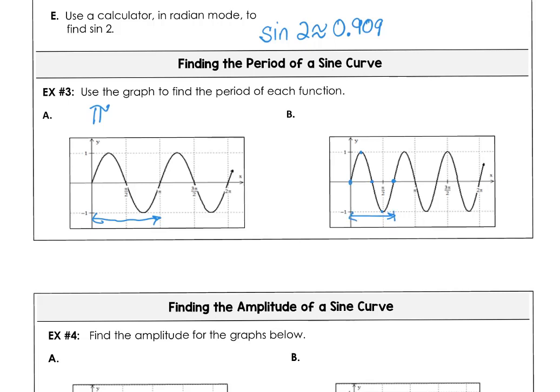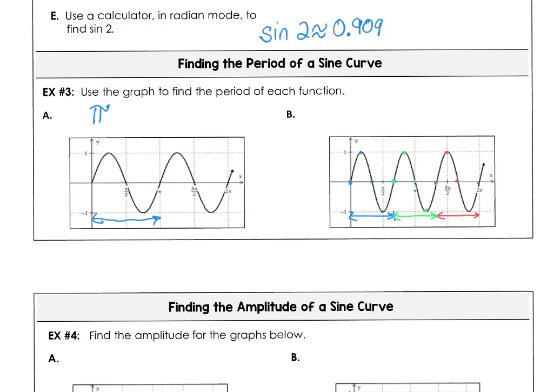And then it repeats again if we switch colors: intercept, max, intercept, min, intercept. We have a second cycle right here. And then repeating again: intercept, max, intercept, min, intercept. You can see we have 3 cycles completed in 2 pi.